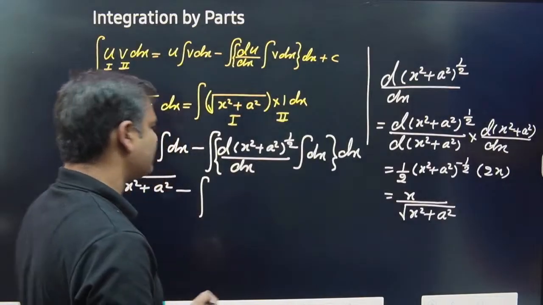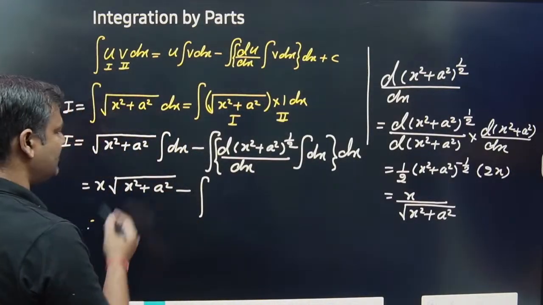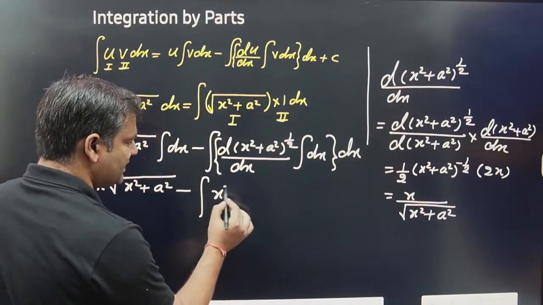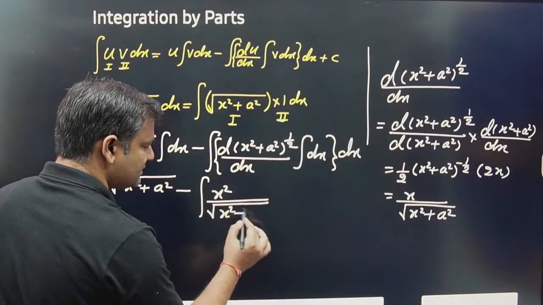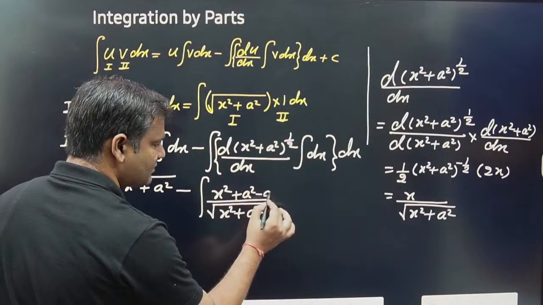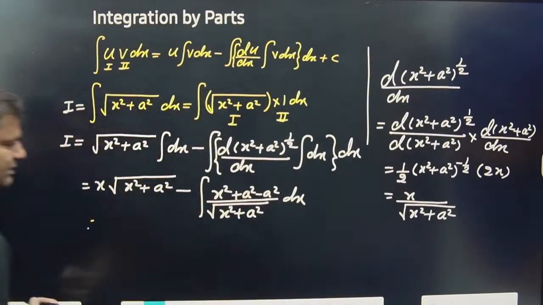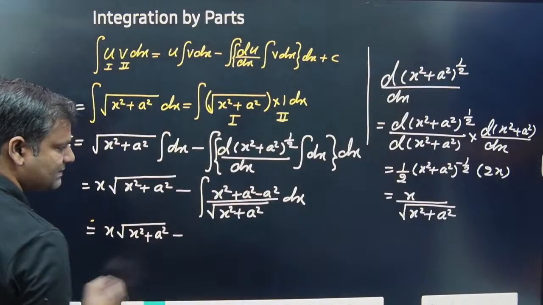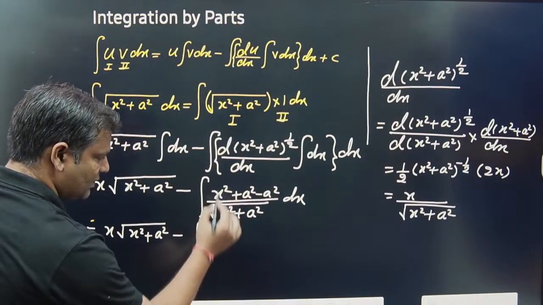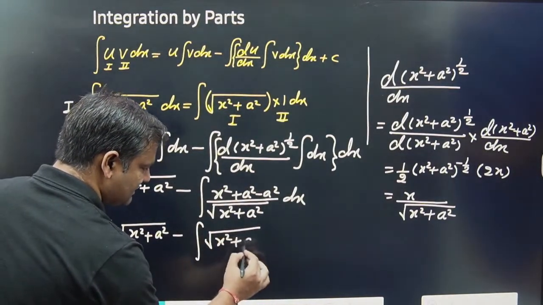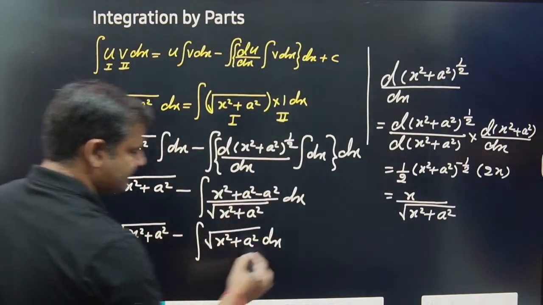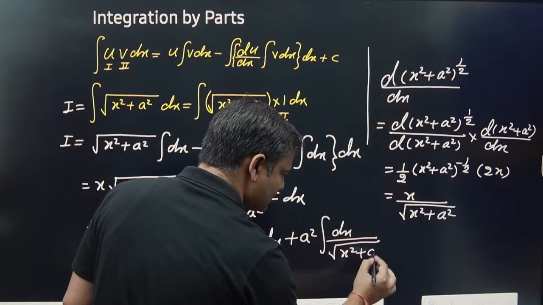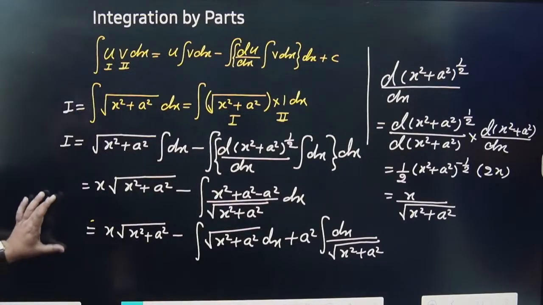Now put that value here. And what about integration of dx? Simply x. So x into x upon under root x square plus a square is written simply as x square upon under root x square plus a square. Now add a square and subtract a square. Then you can say x under root x square plus a square minus, how can we solve this type of problem? We write it as x under root x square plus a square dx, and minus, minus a square dx divided by under root x square plus a square. I hope it is clear. Now after that, look here very carefully.